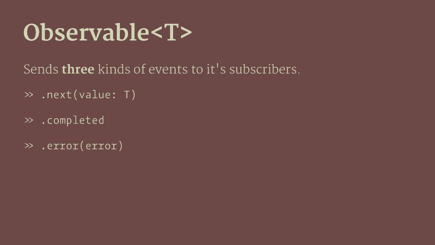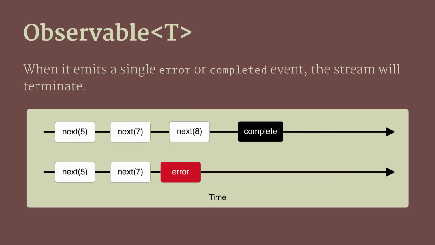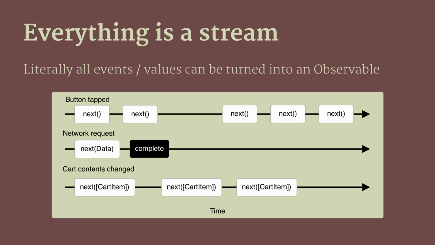An observable can send an unlimited number of next events. It's not limited to just one, like a future or promise. So over time, this observable might send a lot of different values as whatever thing we're observing is changing. If it sends a single completed or error event, the stream is going to terminate. You know that observable is not going to send any more values after that.